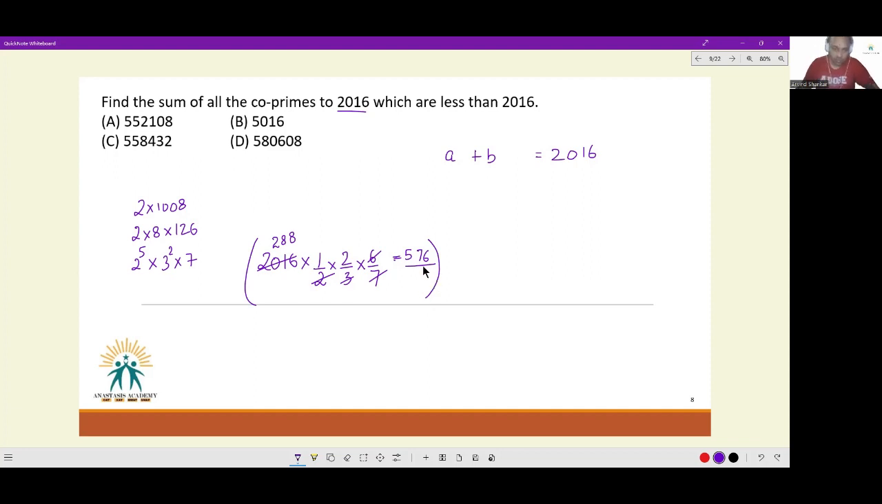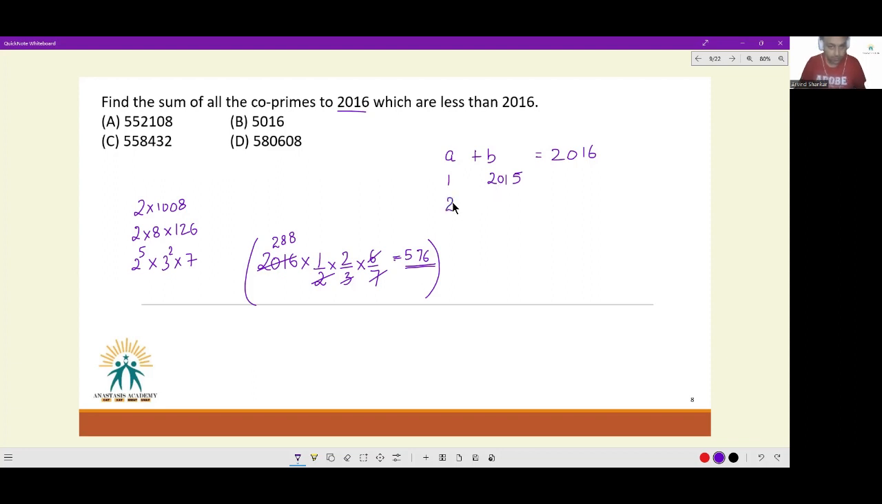Okay. Now, once you arrived at this 576, the next thought is so beautiful. Can you see? If I put 1 here, the other number that will go here is 2015. Can you see 1 and 2015 are both co-prime to 2016? The 576 co-prime numbers that we have identified will get generated in pairs only. If the first number is 1, the other number has to be 2015.